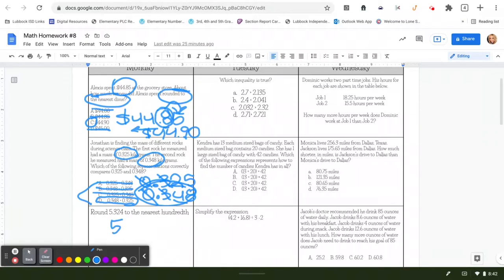On the next one, 5 and 324 thousandths rounded to the nearest hundredth. So the 2 is in our hundredths place. Everything in front is going to stay the same. You're going to look next door. 5 or greater, add 1 more. 4 or less, let it rest.